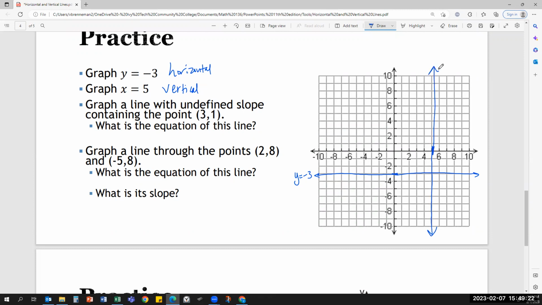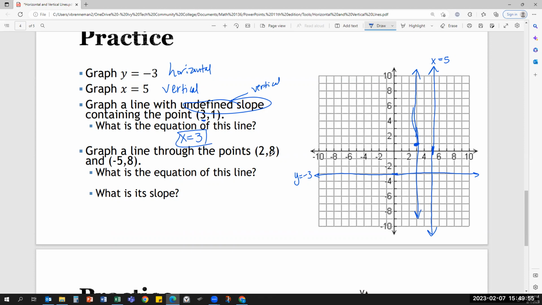and vertical from there. A line with undefined slope, well, that means it's vertical, containing the point 3,1. So I have the point 3,1, and I have the vertical line through that because it's an undefined slope. Pretend these lines are perfectly straight and vertical. The equation for that line then would be x equals 3. So all the points have the same x value.